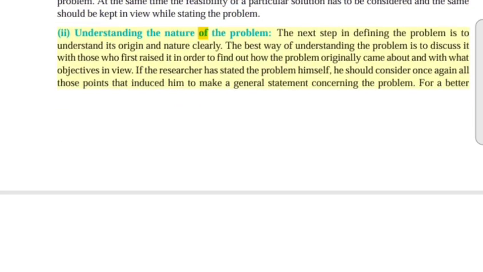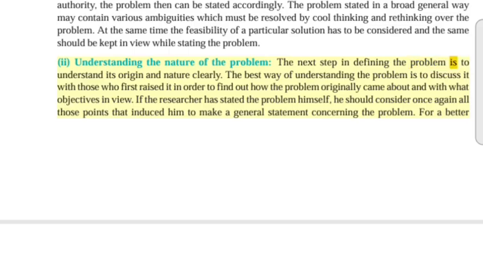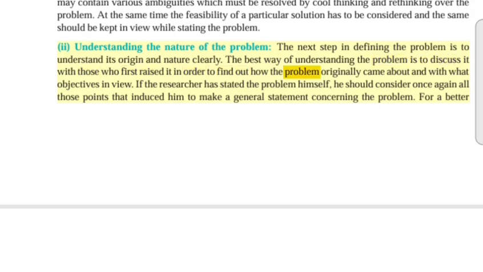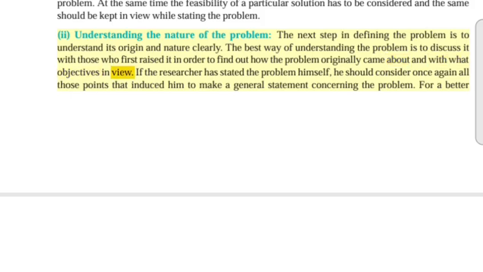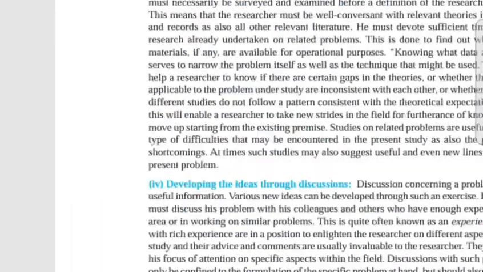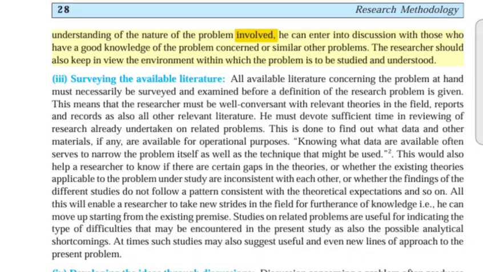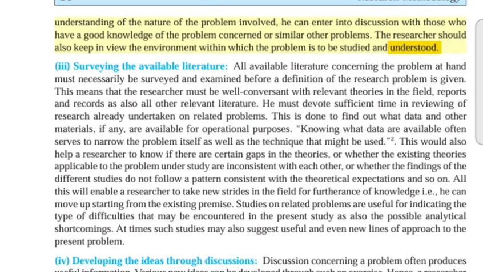II. Understanding the nature of the problem. The next step in defining the problem is to understand its origin and nature clearly. The best way of understanding the problem is to discuss it with those who first raised it in order to find out how the problem originally came about and with what objectives in view. If the researcher has stated the problem himself, he should consider once again all those points that induced him to make a general statement concerning the problem. For a better understanding of the nature of the problem involved, he can enter into discussion with those who have a good knowledge of the problem concerned or similar other problems. The researcher should also keep in view the environment within which the problem is to be studied and understood.